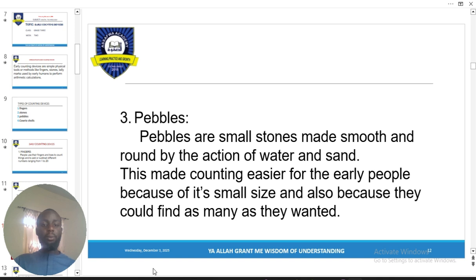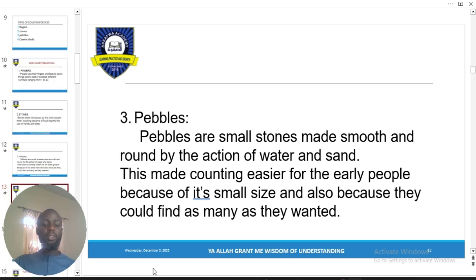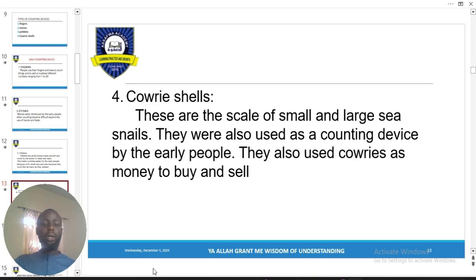So we have the pebbles, which are small stones made smooth and round by the action of water and sand. So this made counting easier for the early people because of its small size, and also because they could find as many as they wanted. So we have the cowrie shell. The cowrie shell is a shell of small and large sea snails. They were also used as counting devices by the early people. They also used cowrie shells as money to buy and sell.